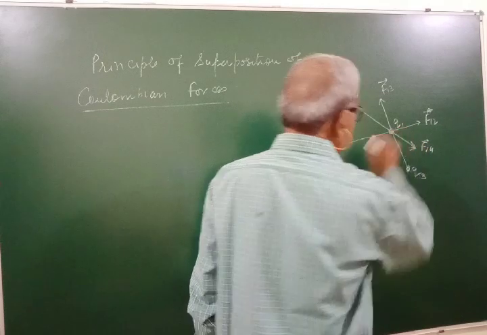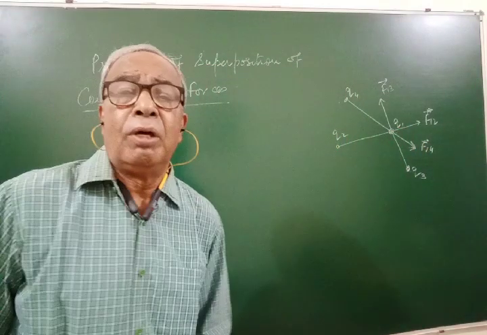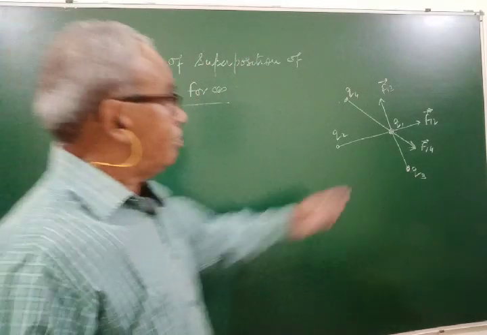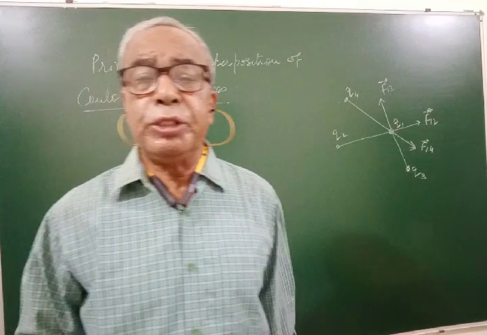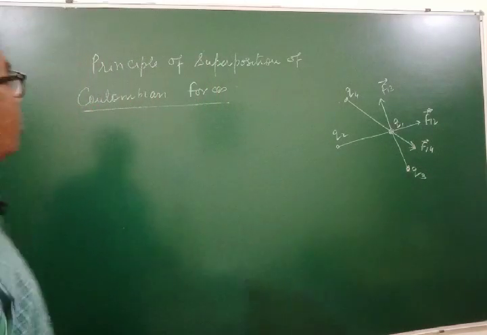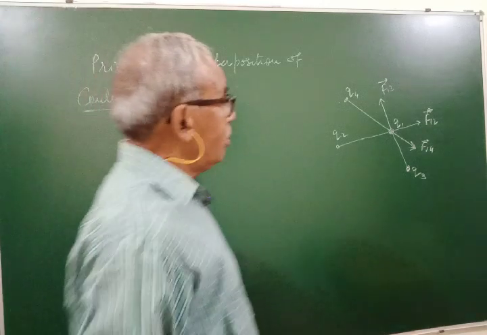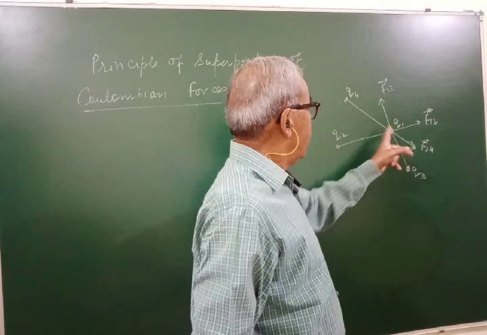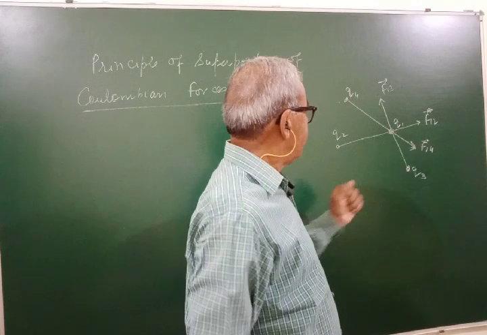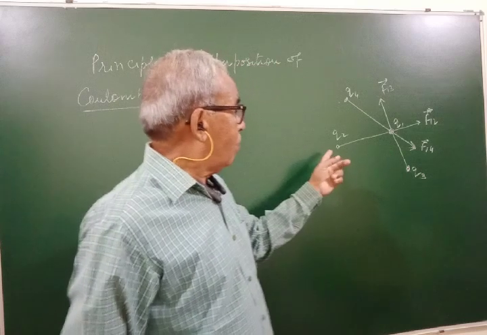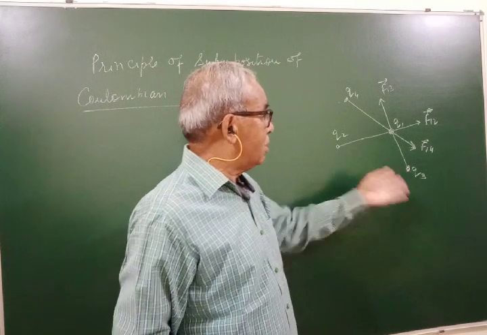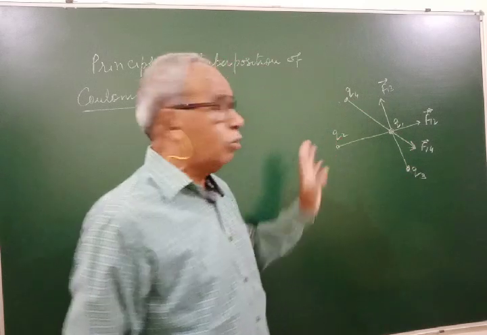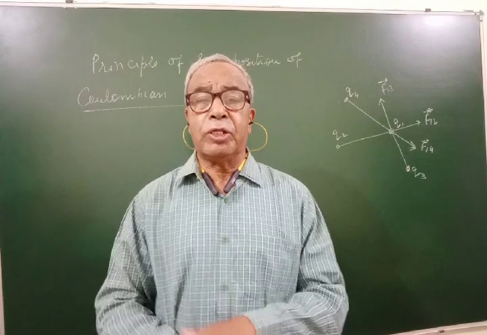So, what is the total force on any charge when there is a system of many point charges? It will be the vector sum of all these forces, and this is called the principle of superposition of Coulombian force. Putting q3 or q4 near q1 does not affect the force between q2 and q1, and similarly the force between q1 and q3 is not affected by the presence of q4 and q2. They will be acting as such.